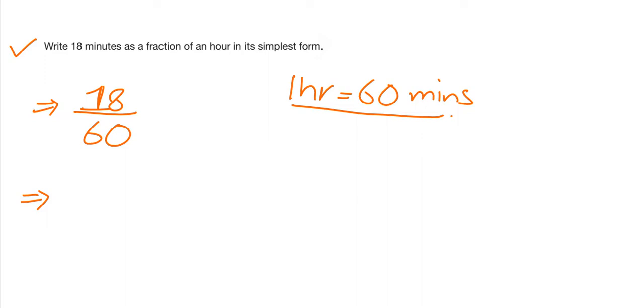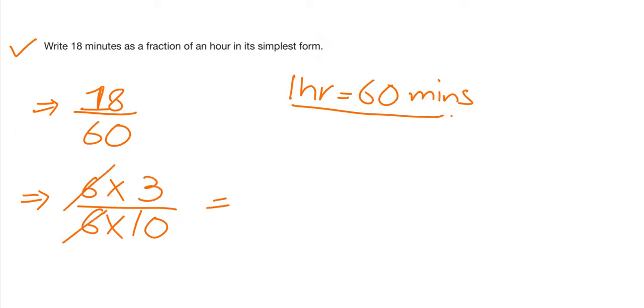And what do we have to do? We will just times it with 6, both the numerator and denominator, and we can write it in this way. And you can see that you can cancel out the terms and we are left with 3 over 10 over here in the simplest form.